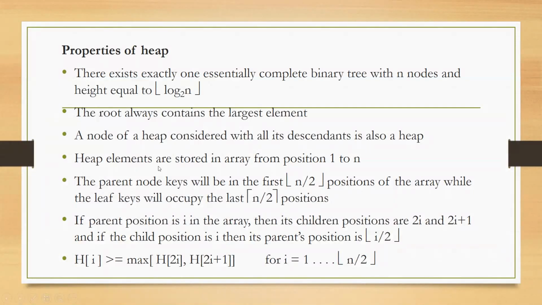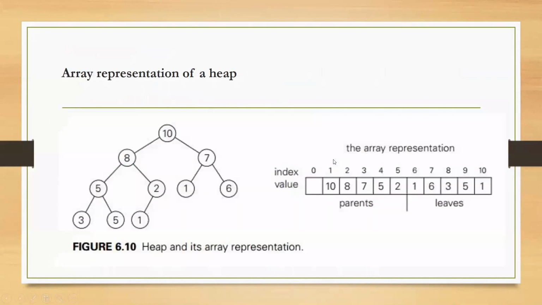Fourth point, heap elements are stored in an array from position 1 to n. That is what we saw here. Heap elements are stored in an array starting from index 1 till n. N is 10 here. There are totally 10 elements in this heap.